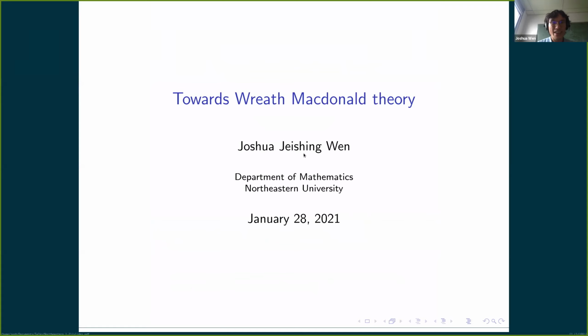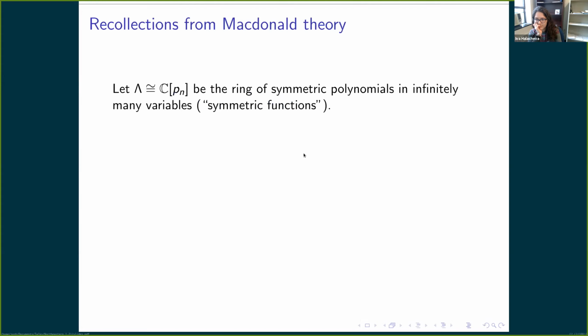So I guess I'm probably never thinking too far from Wreath Macdonald polynomials. These are a generalization of Macdonald polynomials that in some angle is a bit straightforward, but when you actually want to say what that means, it's a bit of a journey. So the first half is just, what are these things? How do they generalize Macdonald polynomials? And okay, so I'll just go ahead.